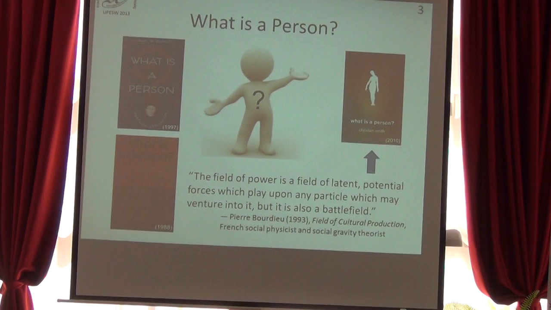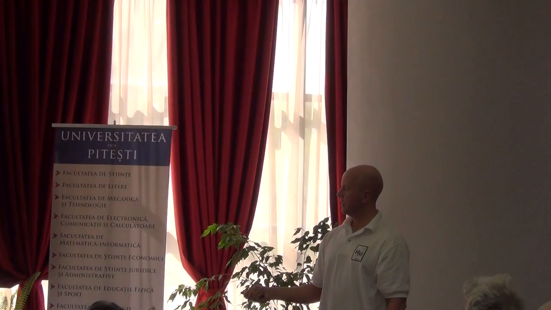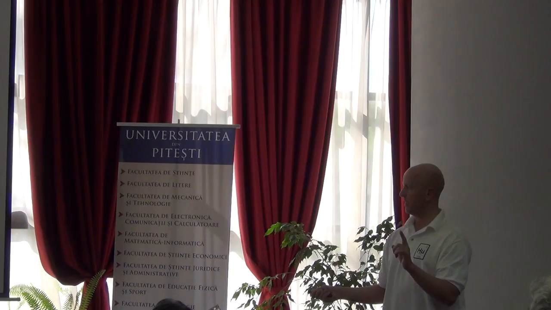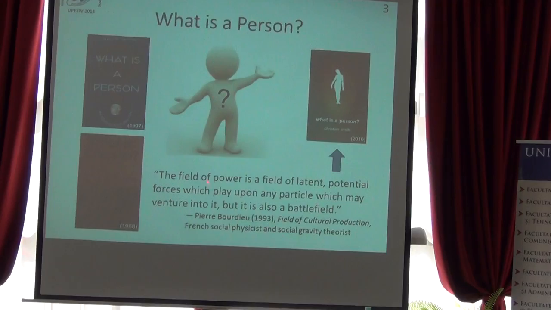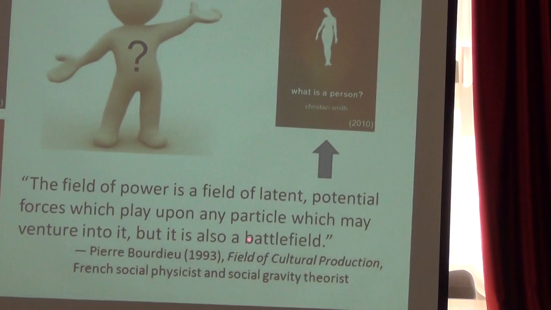So in the sheet I handed out, the top 37 ranked humanities scholars in 2007, number two is Pierre Bourdieu, the second most cited humanities scholar in the world right now. He uses Newtonian mechanics to conceive of socioeconomic systems, using the terms fields, power, latent, which means stored energy or potential, and he thinks of people as particles acted on by the field, and there's also a battlefield. So when you get into sociophysics, you're going to get into questions of what is a person.